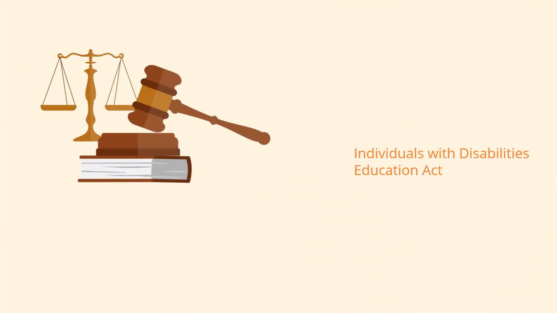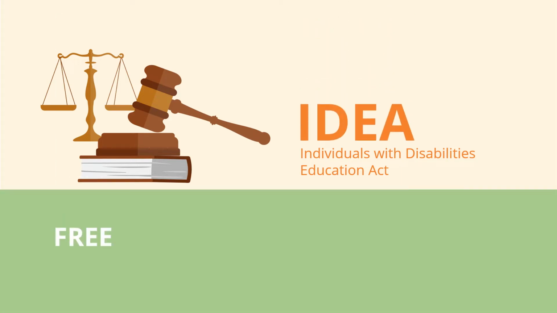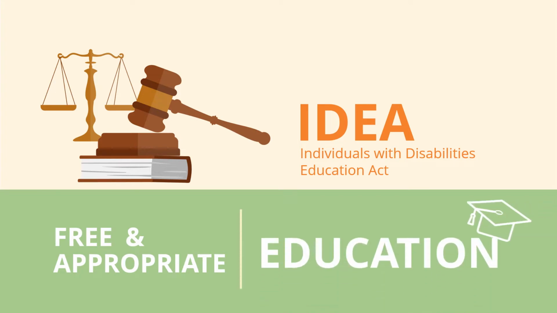A federal law called the Individuals with Disabilities Education Act, or IDEA, requires that children with disabilities receive a free and appropriate public education. IDEA entitles eligible children aged 3 to 22 to special education and related services, which must be provided to you at no cost.